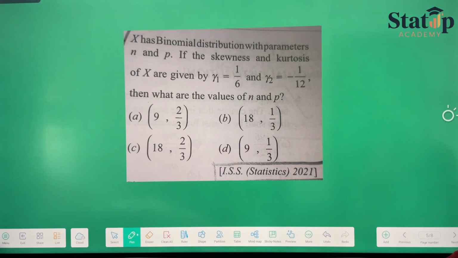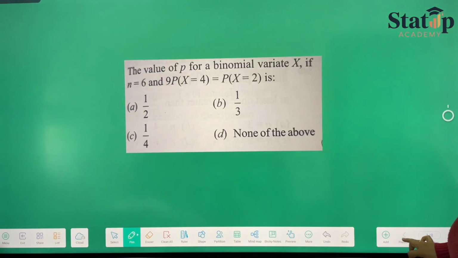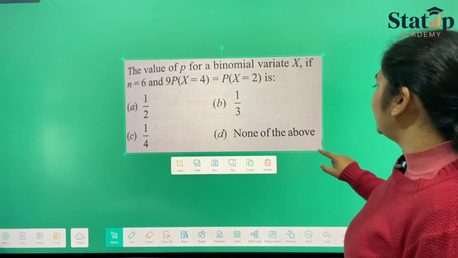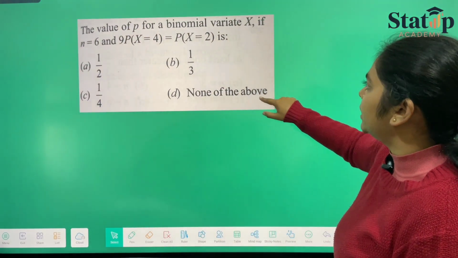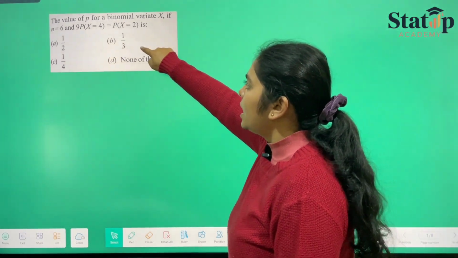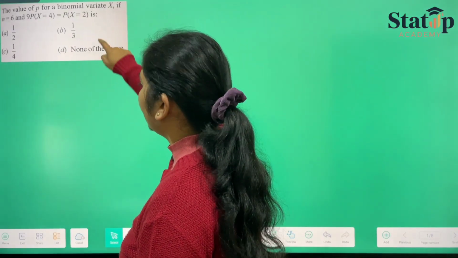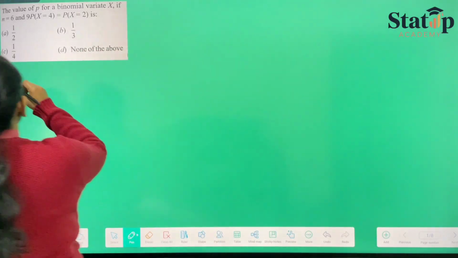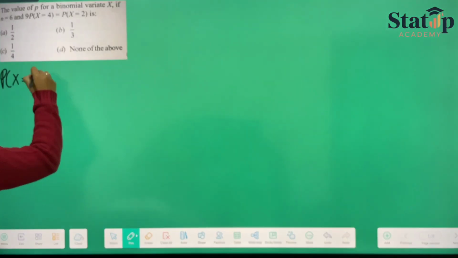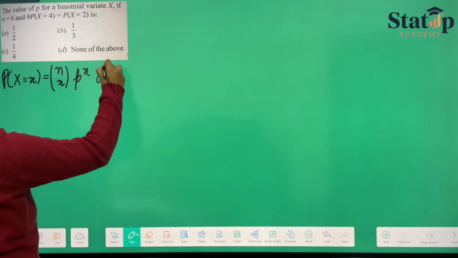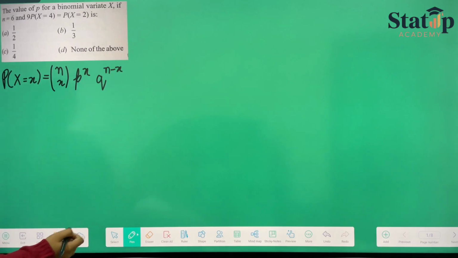So let's move to questions. Here they have given us one question of binomial distribution, where they have provided us with n only, and they have given us a condition that 9 into probability x equals 4 is equal to probability x equals 2. Probability that x equals x is given by nCx p raised to the power x and q raised to the power n minus x, where q is nothing but 1 minus p.